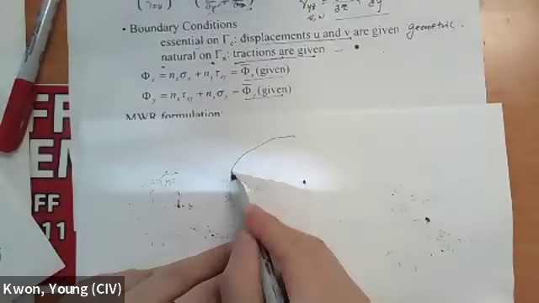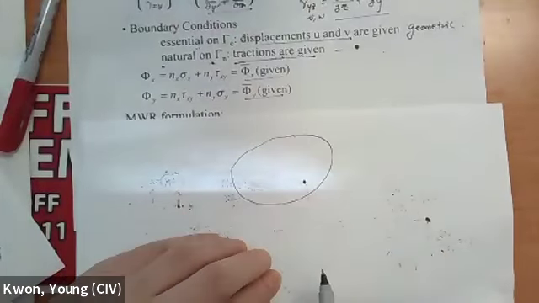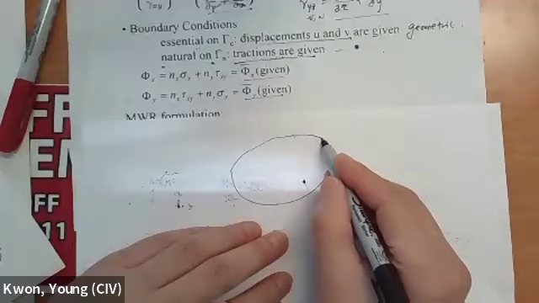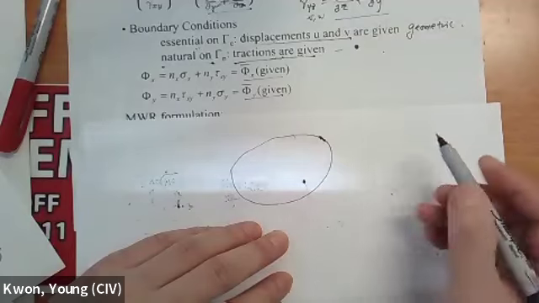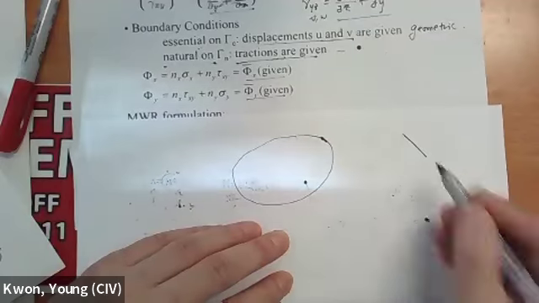So if I have a domain here, and let's say I'm looking at this boundary, right? This boundary, then let's exaggerate, that's the boundary.